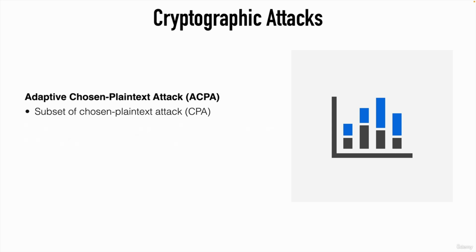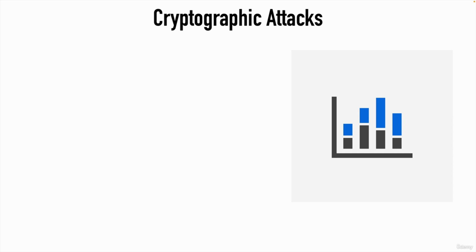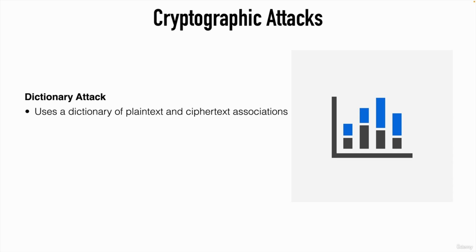Similarly, we also have adaptive chosen plaintext attacks, or ACPAs. This is a subset type of chosen plaintext attack. This is more powerful than a basic chosen plaintext attack, but generally less common because it requires interaction with the encryption device itself. Here, the attacker will use a smaller amount of chosen plaintext. They would encrypt that numerous times over and over in order to receive ciphertext outputs that they would analyze for patterns.